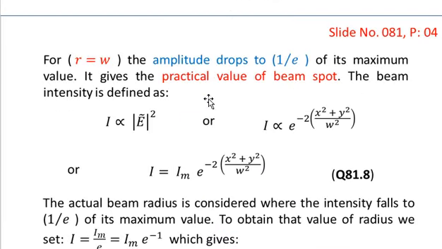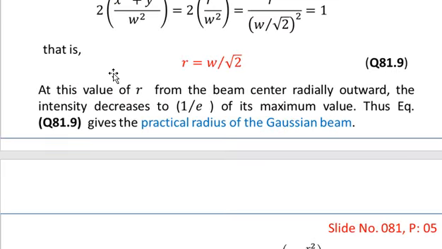But you know that when you talk about the amplitude, the 1 over e points are obtained when you set r equal to w. For the case of intensity, you need to set r equal to w over square root of 2 if you want to obtain the 1 over e points. So at this value of r, from the beam center radially outward, that is along any direction, the intensity decreases to 1 over e of its maximum value. Thus equation number 9 gives the practical radius of the Gaussian beam in the intensity form.